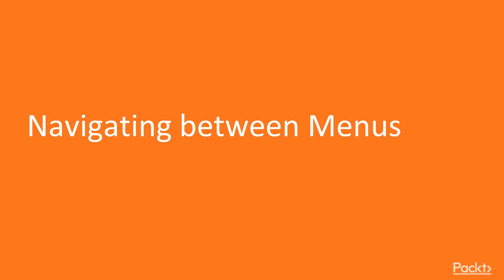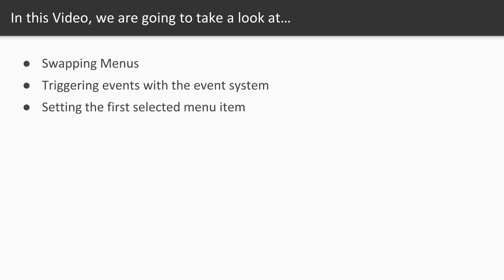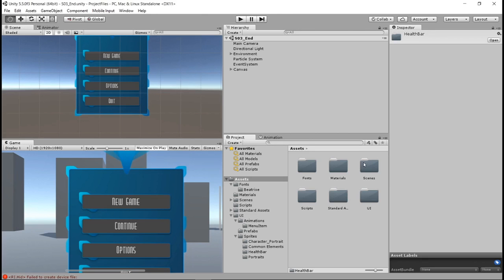In our first video, navigating between menus, we're going to be swapping menus from our main menu to our options menu, triggering events with the event system so that we can turn on and off different menus, and setting the first selected item in a menu. So let's go into Unity.